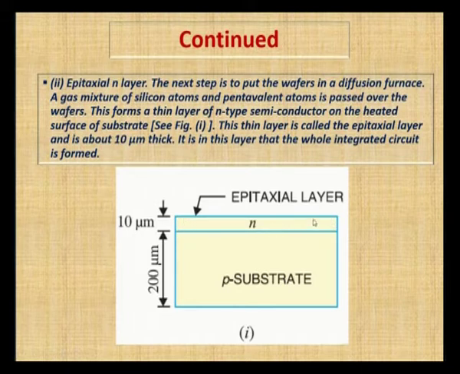This thin layer of N type material is heated in a furnace with the substrate. This thin layer is called the epitaxial layer, and it is 10 micrometers thick. It is the layer where the whole integrated circuit is formed, which is why it is called epitaxial, meaning arranged upon. Only on this do we arrange all the other integrated circuits.